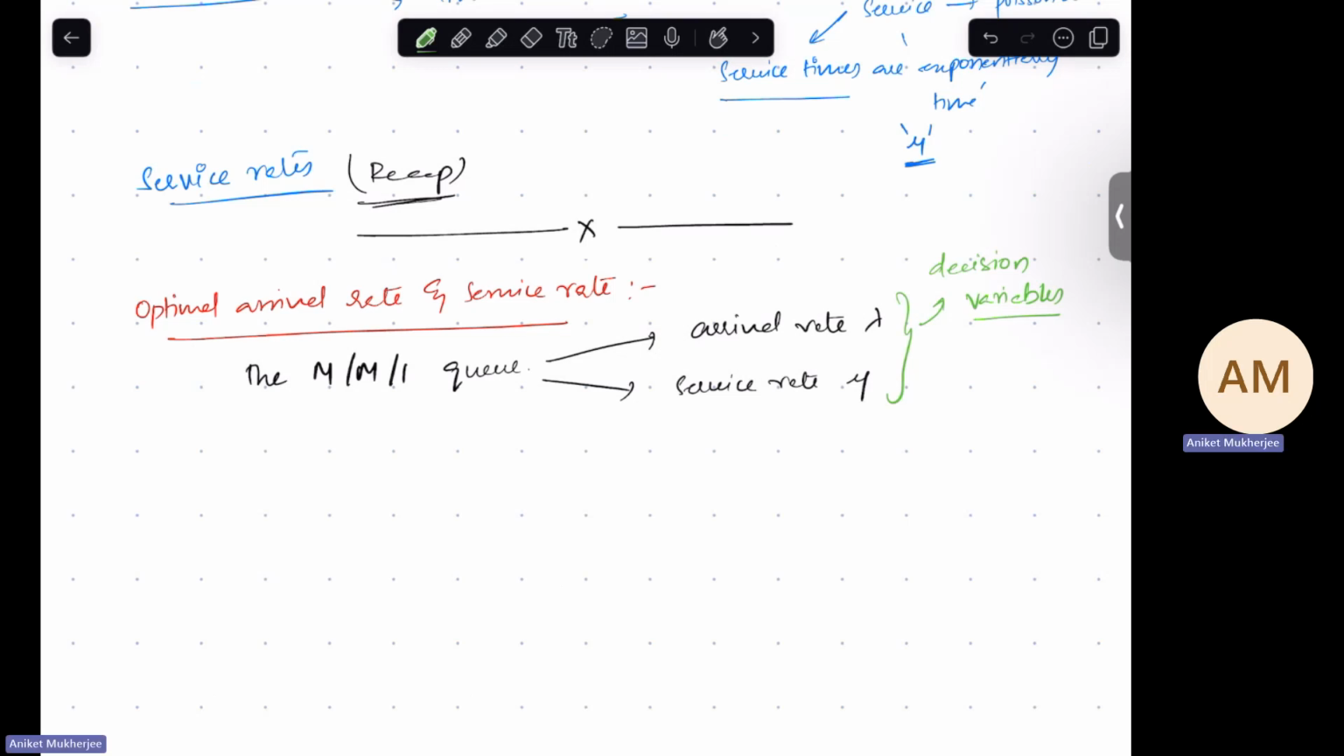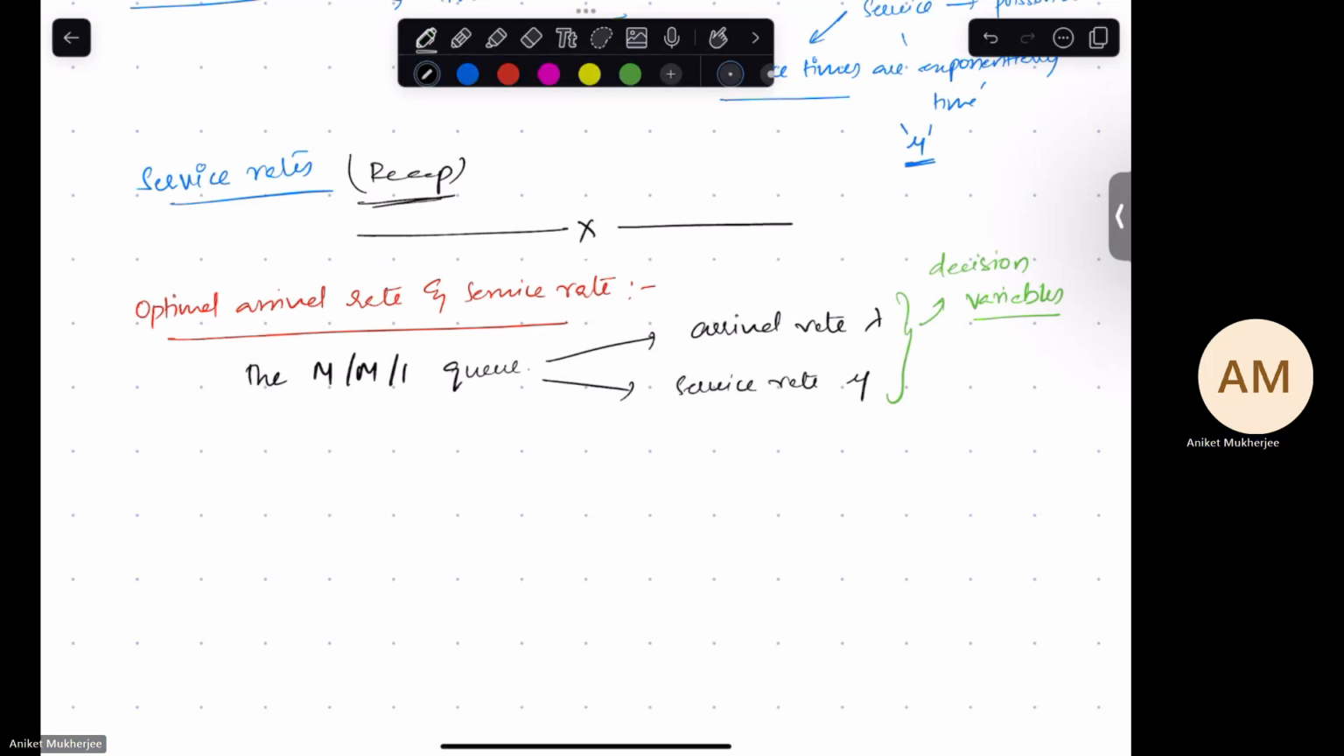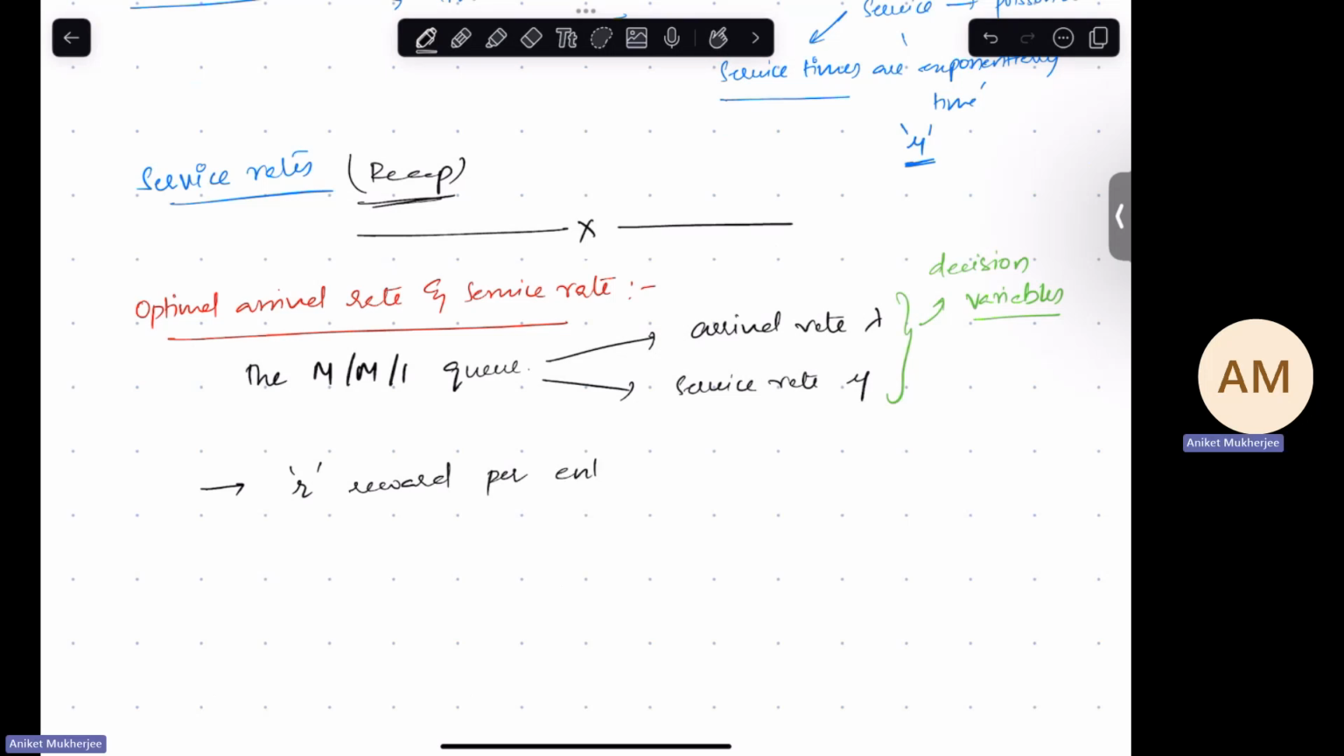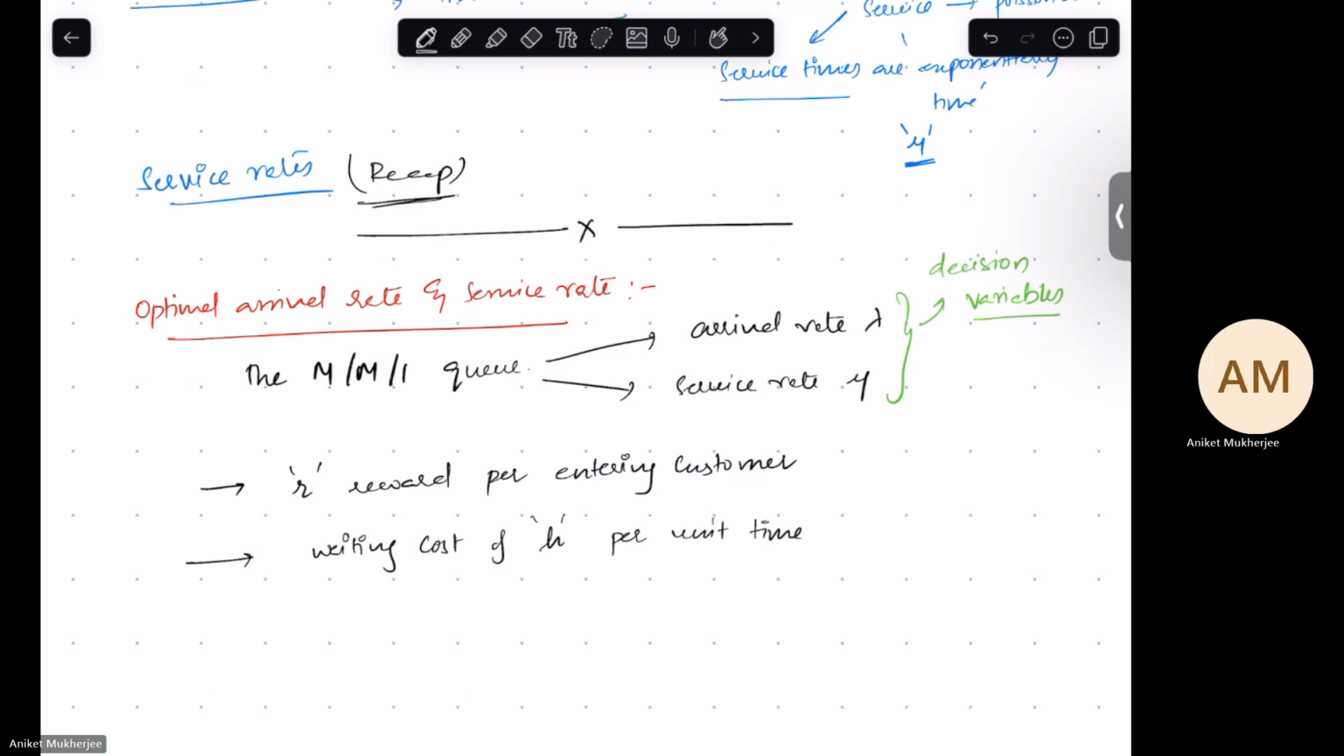Right. So now we will use the reward and cost model that combines both the features of the models that we used in the last two sections, so in the last two classes. We have our reward per entering customer, a waiting cost of h per unit time per customer, and service cost c per unit time per customer.